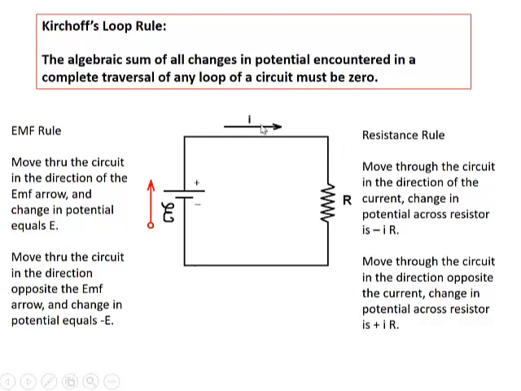Now, generally what we do is we try to go in the direction of the current, in the direction of the EMF arrow. It's not always possible, however, but in this really simple circuit, the equation I would write would be big E minus IR equals zero. And I come back to where I started.